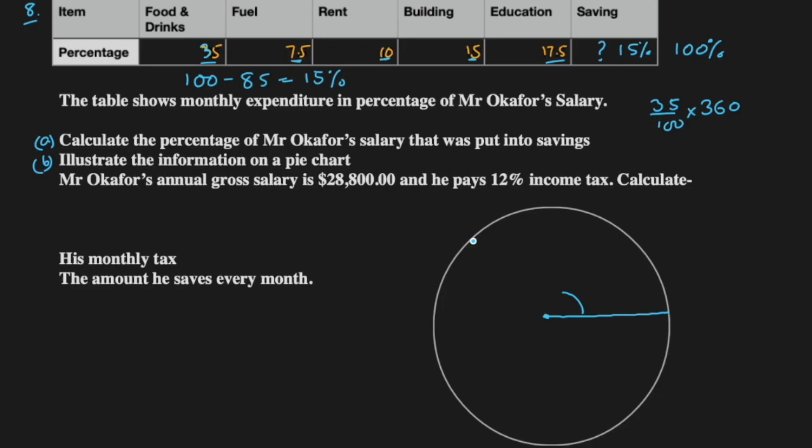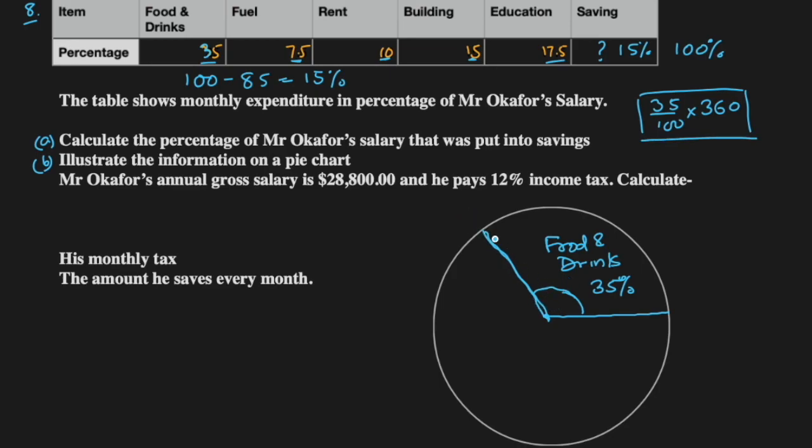So which will be somewhere here. In a pie chart, we don't write the angle, we write the percentage. So here we can simply write food and drinks 35%. Degrees are not needed, but if you want to find what degrees should be there, use this and you will get it, right?